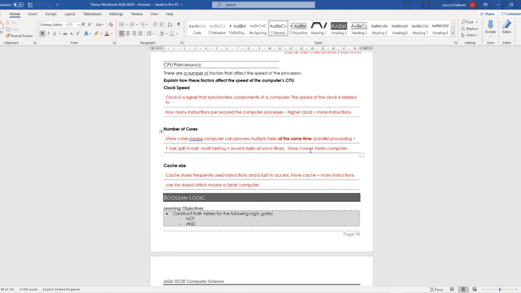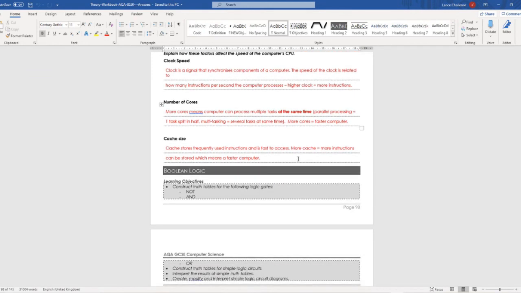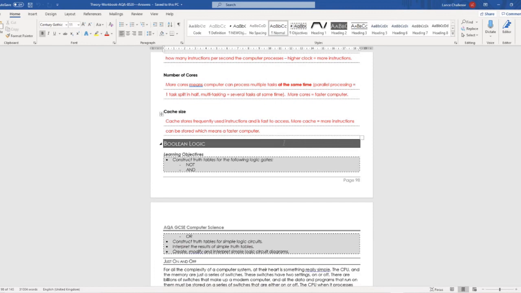More cores, faster computer. Cache size, so the cache stores the most frequent instructions. More cache means more instructions can be stored, which means faster computer, right? So just straightforward, basic answers there. More cache, more instructions, faster computer.